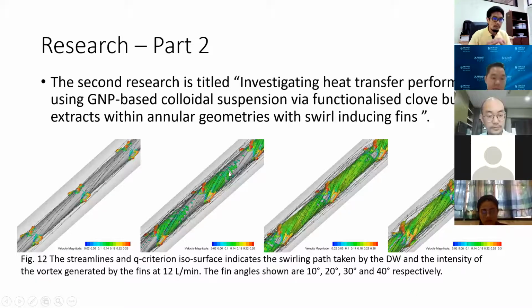This is the second part of my research. It is titled Investigating Heat Transfer Performance Using GNP-based Colloidal Suspension via Functionalized clove bud extract within annular geometries with swirl-inducing fins. As you can see here, we introduce an angled fin so that the flow becomes swirl when it passes through the fin. So we increase the fin from a 10-degree angle to a 40-degree angle.